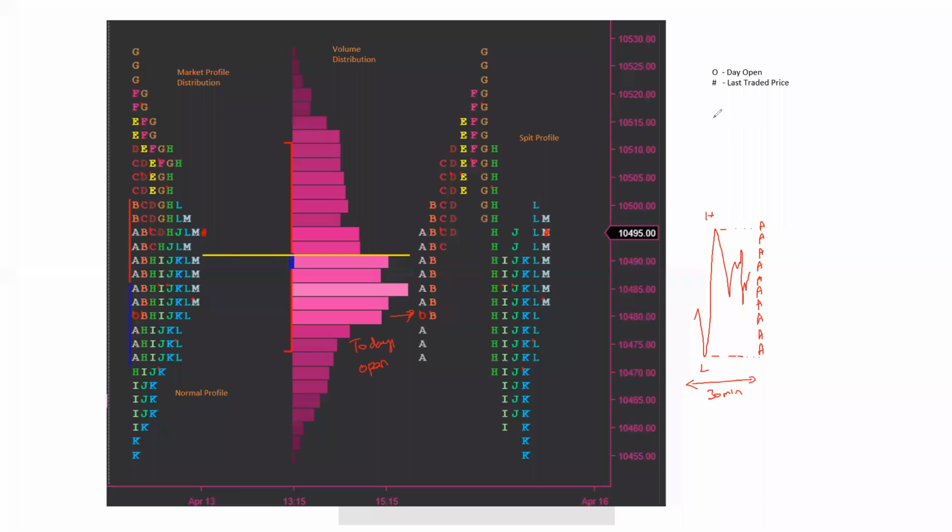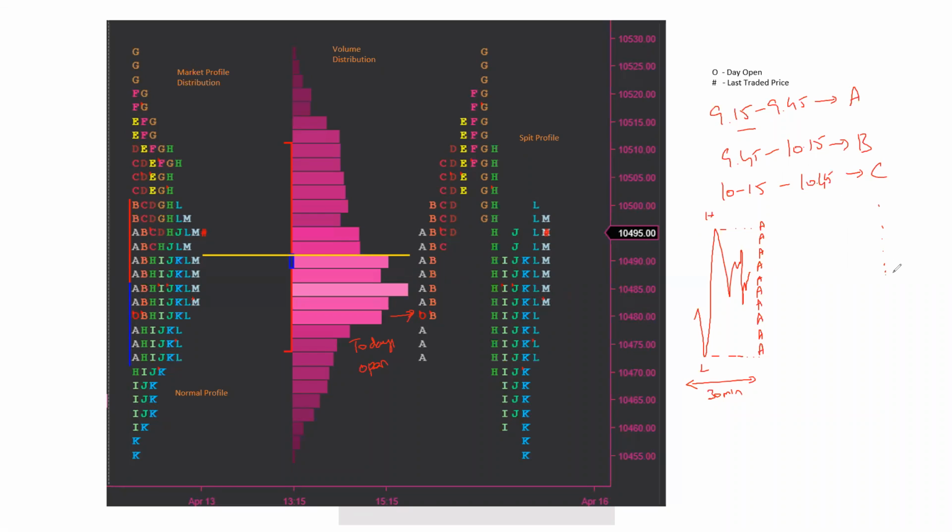So 9:15 to 9:45 is where the NSE and BSE market operate. It starts at 9:15, so letter A would have been generated. Now letter B tracks the next subsequent half an hour, that is from 9:45 to 10:15. We will be able to track letter B price action. Then comes letter C from 10:15 to 10:45. That is, letter C will be generated.